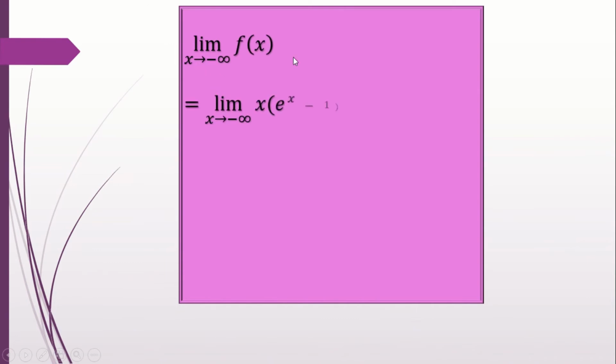The limit at minus infinity for f of x is the limit at minus infinity for x into exponential x minus 1. At minus infinity, x tends to minus infinity, while exponential x tends to 0. Minus 1, sure, we copy it. So it's minus infinity into 0 minus 1, which is minus 1. Now minus times minus is plus, so it's plus infinity.